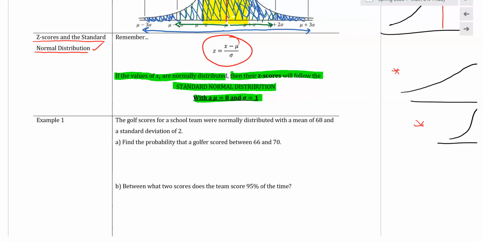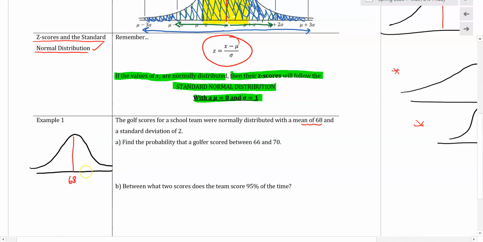Okay. I don't know about you, but I want to sketch up a little picture here. So first of all, they tell me that my golf scores are normally distributed. So the golf scores follow some sort of a bell-shaped curve. I'm going to give myself a little more room to work with here. Now they say that the mean of the golf scores is 68. So that means the middle value is 68. Okay. And there's a standard deviation of 2.